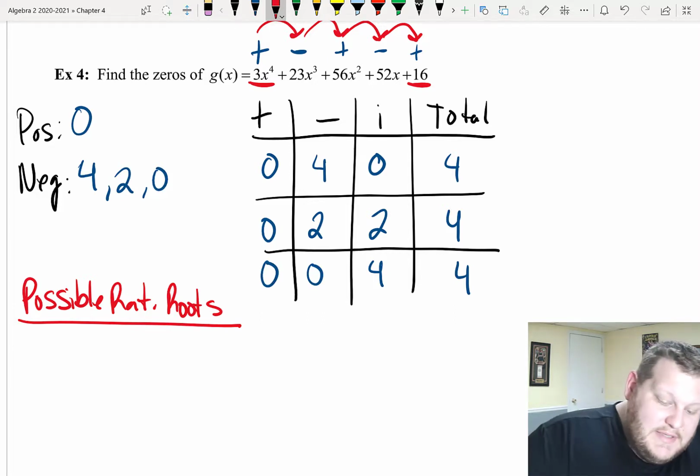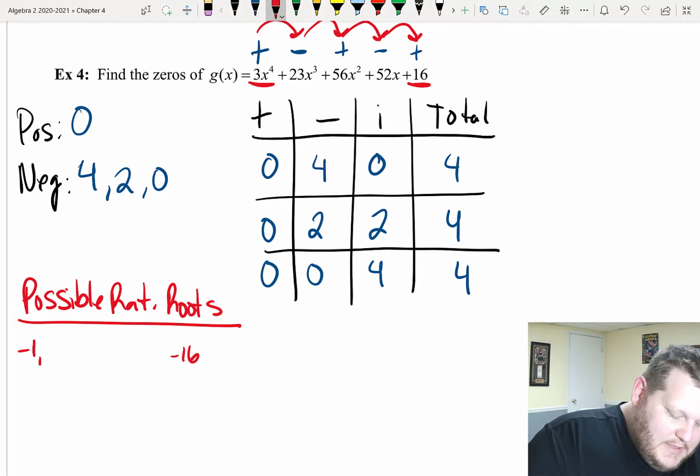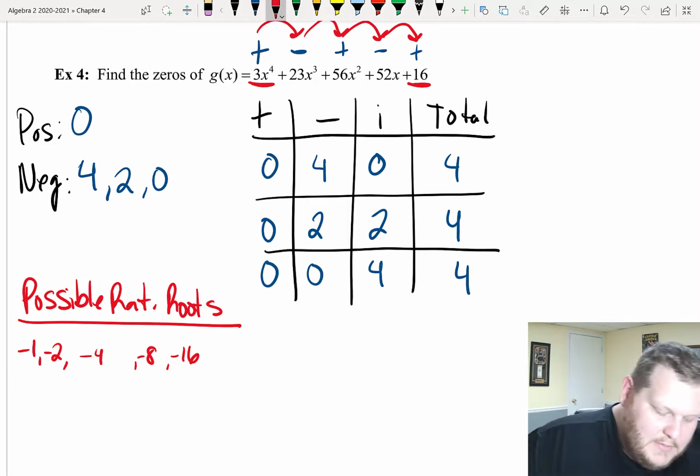So our factors of 16 are negative. Again, just looking at the negatives. Negative 1 times negative 16. We have negative 2 times negative 8. And we've got just negative 4 times negative 4. Is that it? I thought there was more. Well, we'll scooch you on over there.